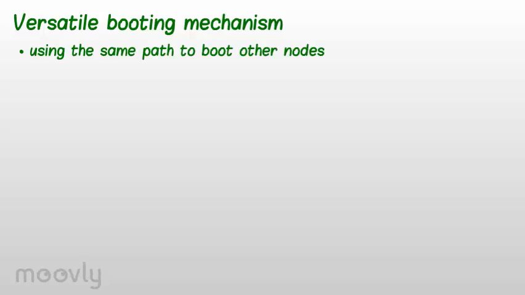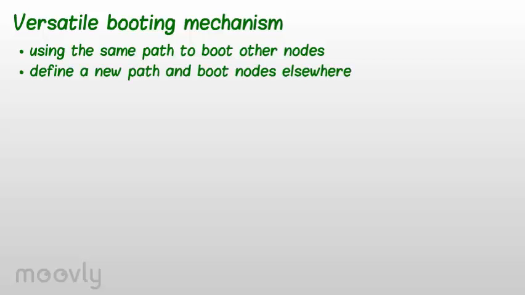This is a very versatile booting mechanism. You can use the same path to boot other nodes. You can also rip up the current path, define another one, and boot nodes elsewhere. A path covering entire chip can be used to boot the whole application at once. As will be shown in the next example, this mechanism is applied to load RAM with arbitrary data as well.